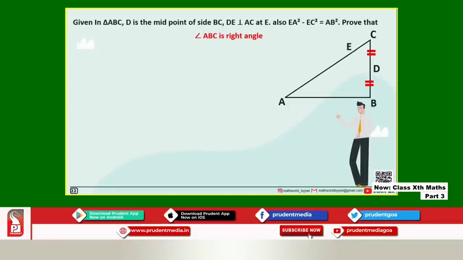Okay. DE is perpendicular, so I'll just draw a perpendicular line. And you are asked to prove EA square minus EC square is equal to AB square. Okay, this is also given to us. B is a right angle. That is what we are asked to prove. So, in right angle triangle AED, the one which you can see in red, I can write Pythagoras theorem and it would be AD square is equal to EA square plus DE square.